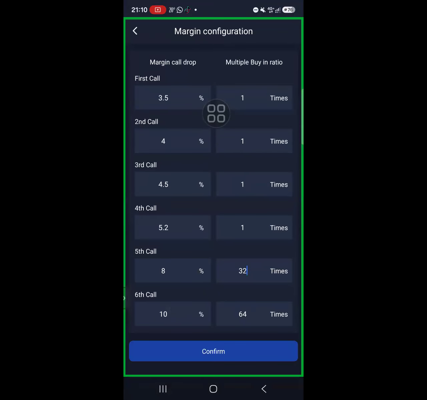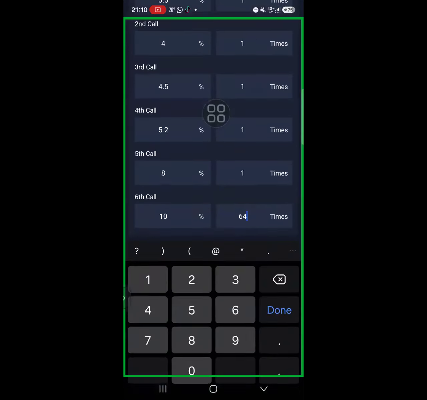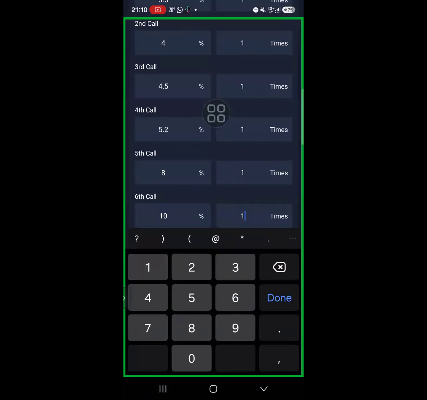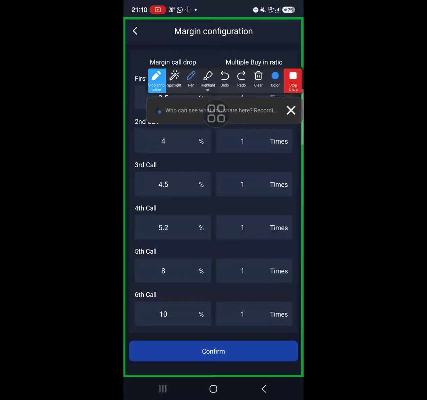Okay? We are having 6 margin calls here. So if the robot is using $10, is our $40 going to be enough to buy 6? No, it won't be enough.